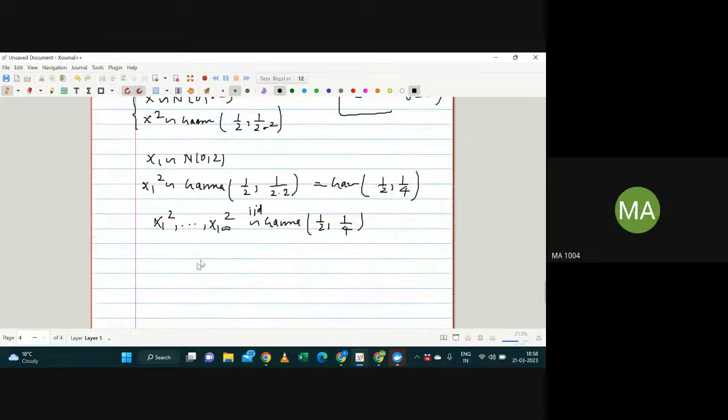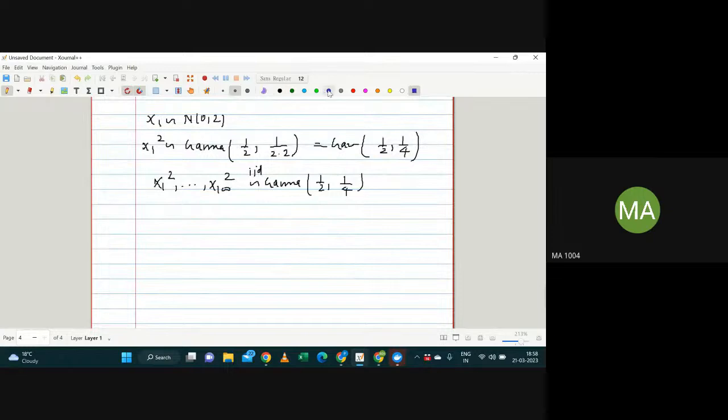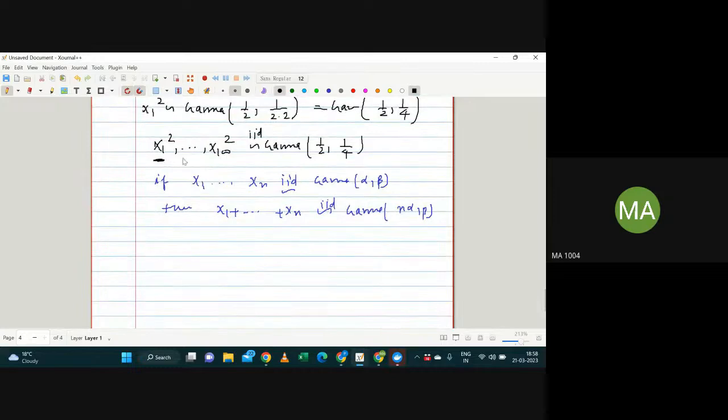Now we know, if x1 up to xn are IID gamma alpha comma beta, then the sum of these IID random variables will be gamma n alpha comma beta, right? So as per this statement, you can treat them as y1 up to y100, where x1 square is y1. So what will the summation x1 square plus so on x100 square be? It follows gamma with n alpha, n is 100, so 100 by 2.